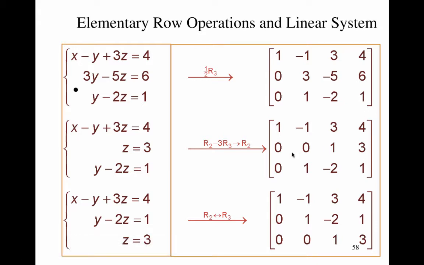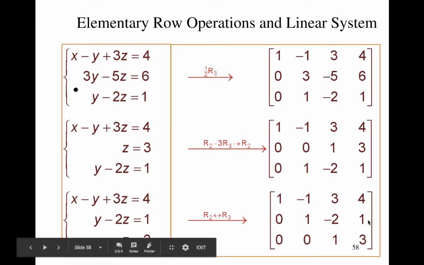Then, in order to get a 0 here, I can take the second row minus 3 times the third row. So 3 minus 3 times 1 is 0. Negative 5 minus 3 times negative 2 is 1. And 6 minus 3 times 1 is 3.